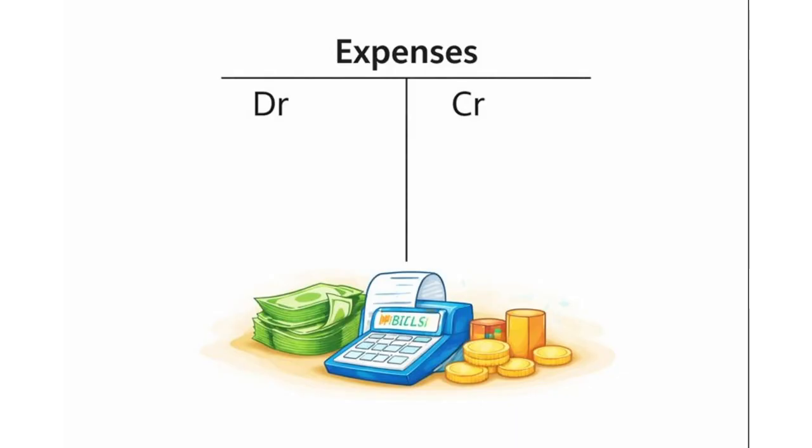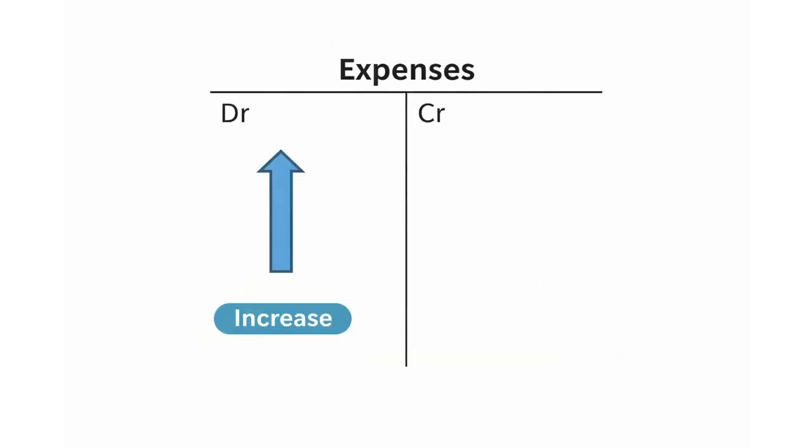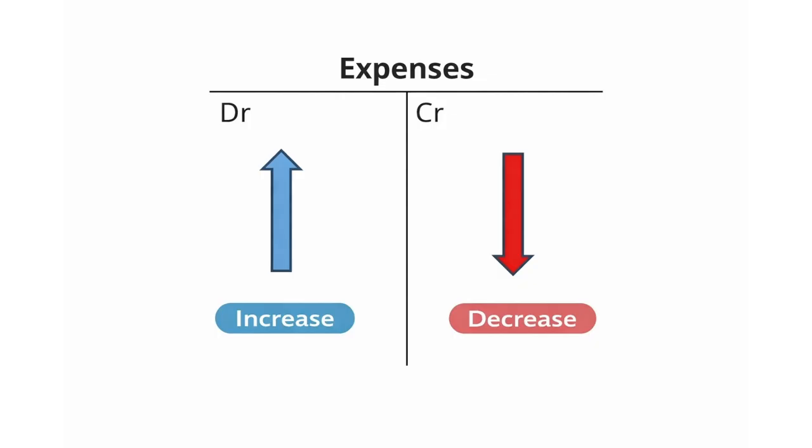Expenses represent the costs incurred to run the business and generate revenue. Examples of expenses include rent, salaries, utilities, advertising, insurance, and office supplies. Expenses reduce the business profits, which is why they are reported on the income statement. For expense accounts, increases are recorded on the debit side, which is the left side. Decreases are recorded on the credit side, which is the right side. So remember this rule. Expenses increase with debits and decrease with credits.